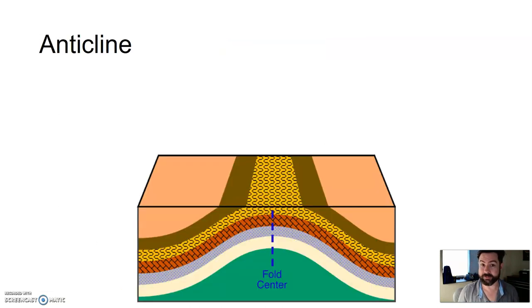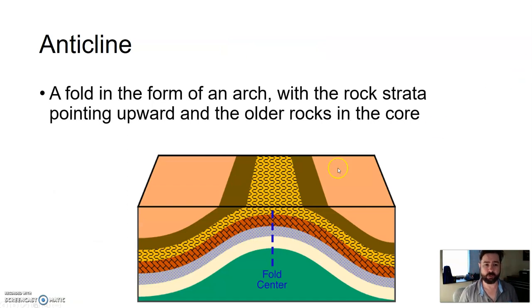So there's actually 5 different types of folds. The first is called an anticline, a fold in the form of an arch with the rock strata pointing upward, and you have the oldest, well, I'll get to that in a second. So you get some sort of upward folded rock. When we're looking at folds, we're looking at the sides. We're not necessarily looking at what's on top, but the cross section. If I were to slice the earth and look at it from the side, what would I see? So from the side, I would see kind of this up and down.